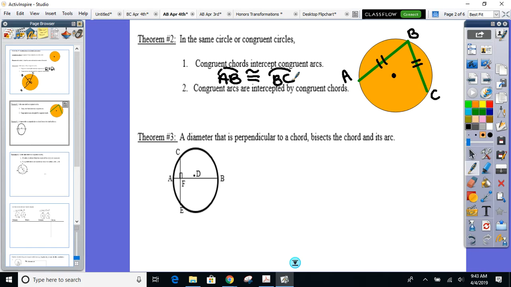And the reverse is true. If the arcs are congruent, so are the chords. Okay? Anything we say here, the reverse is true.